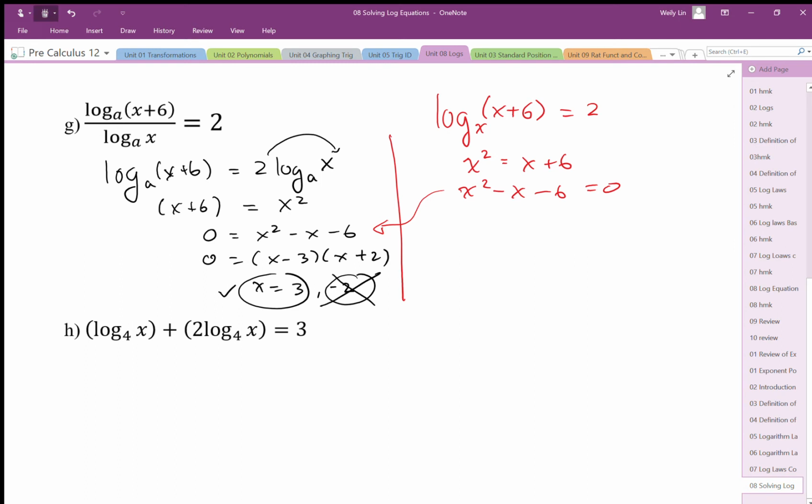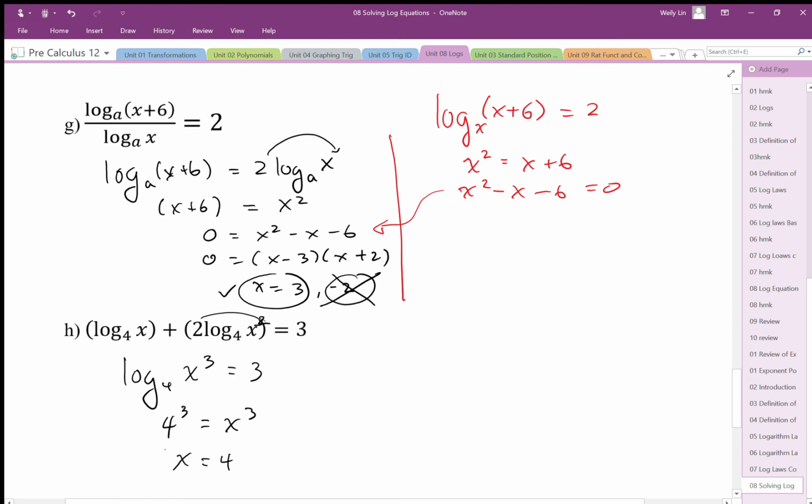Okay, so this one here, base 4, let's put these together. So I'm going to put that power onto here. So I get the plus is multiplying those arguments. So I get x times x squared. The squared ends up here. So that's x cubed. Okay, I can get rid of logs by converting it into an exponential expression. Okay, and I can see here that x is equal to 4. I can just cube root both sides.